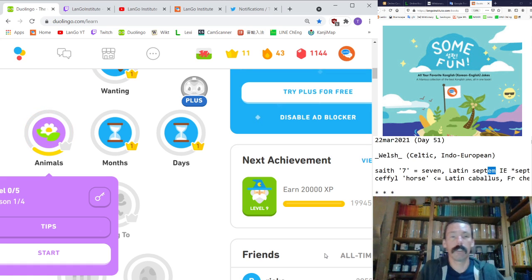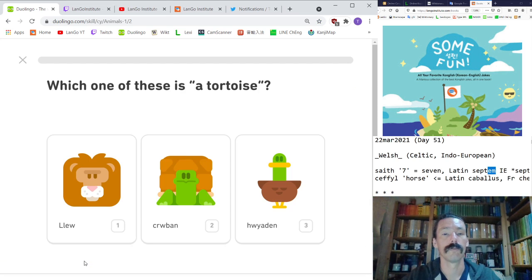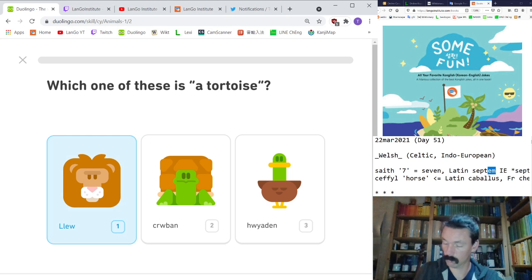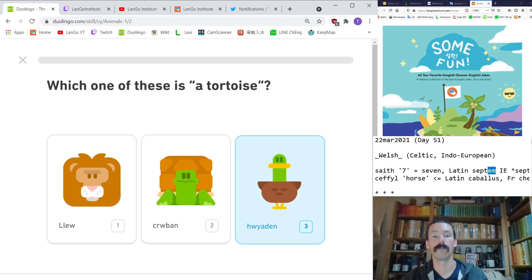So, welcome back to Language Institute. I'm your verb ally. We're starting today off with some Welsh, language of Wales. Llew. No sound, alas. Crwban.